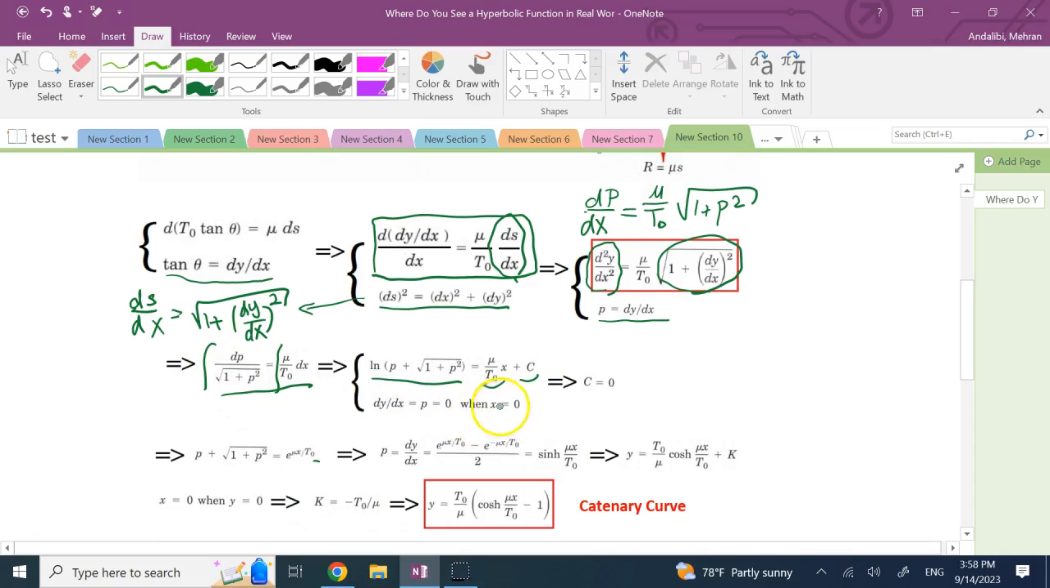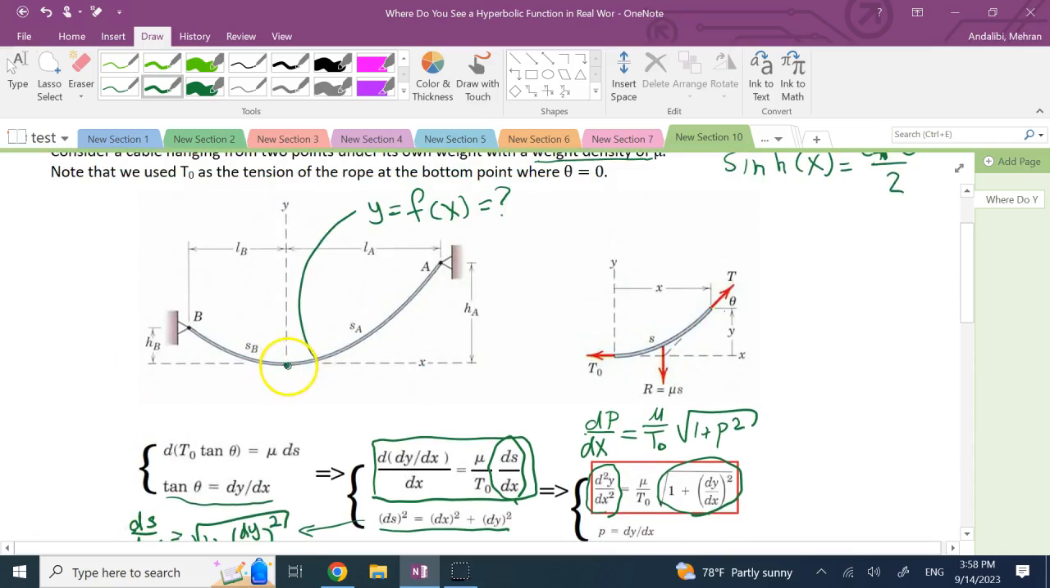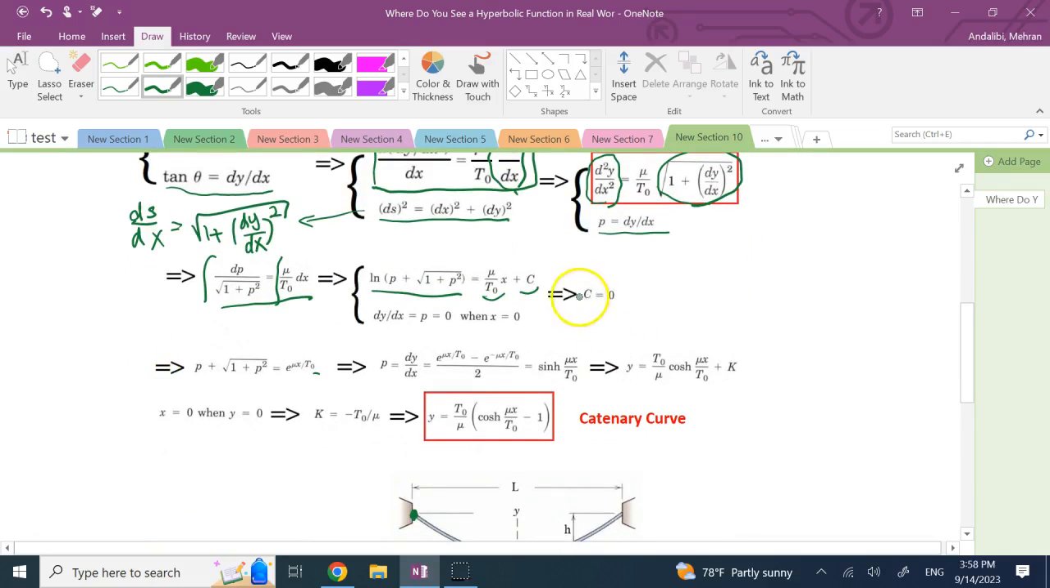Now at x of 0, at the origin, the slope p is 0. Therefore, this constant c is going to be 0, right? Because at x of 0, this term is 0. And when p is 0, this is 0, this is 1, and the natural log of 1 is also 0. So this whole thing is 0. So c is going to be 0. So the c is gone. So now you're only down to what? You're only down to basically this equation.